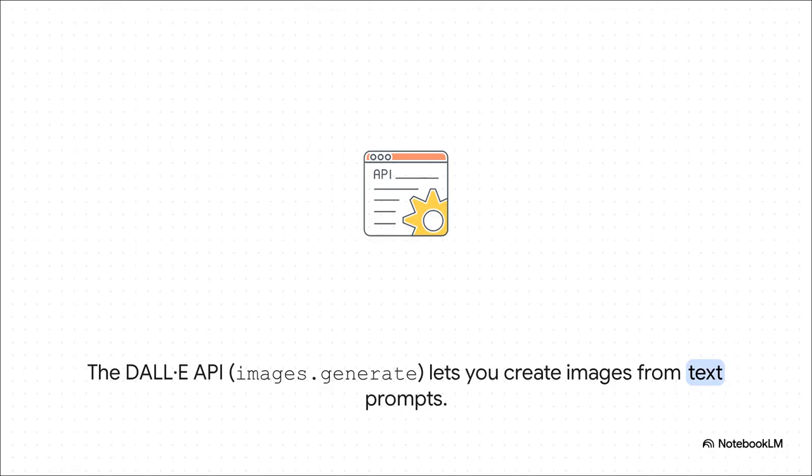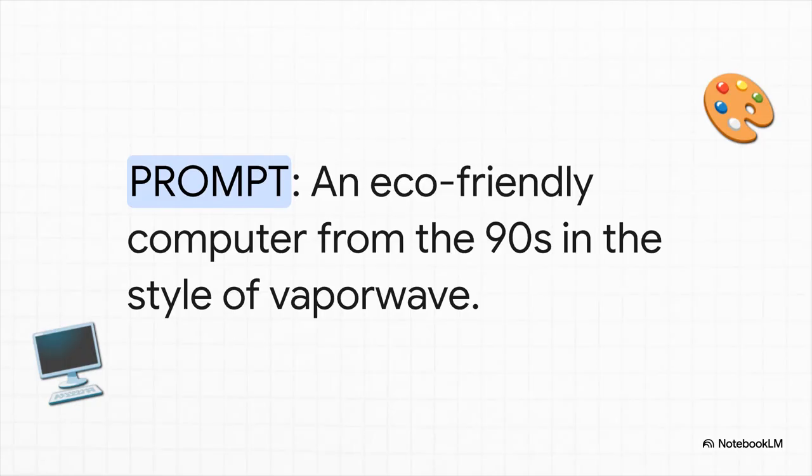But hey, it's not just about text, right? This toolkit also has some serious visual power. With the DALL-E API, you can literally create unique images just from a line of text. You're basically turning abstract thoughts into actual pictures, all in a split second. It's kind of wild. So for instance, you could send a prompt just like this one.